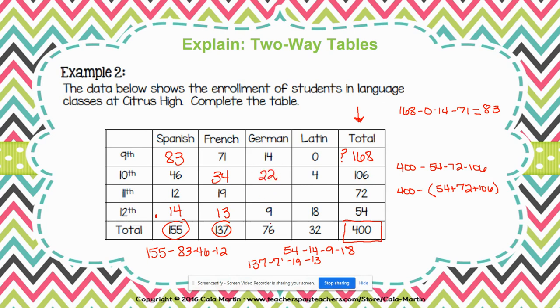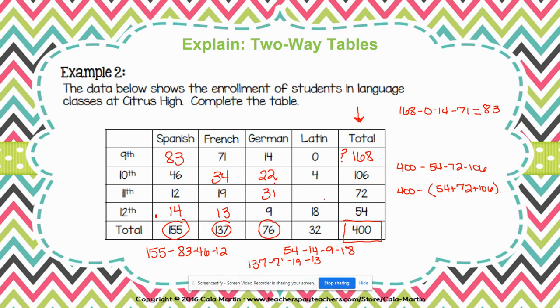From that 22, it looks like I can figure out how many 11th graders take German. So I know that there are 76 total students who take German. So I'm going to do 76 minus 14 minus 22 minus 9, and that leaves me with 31. So there are 31 11th graders who take German.